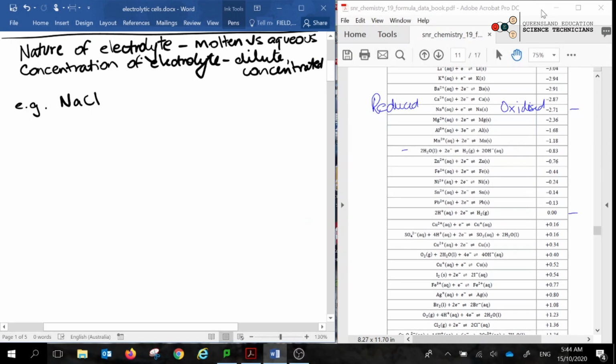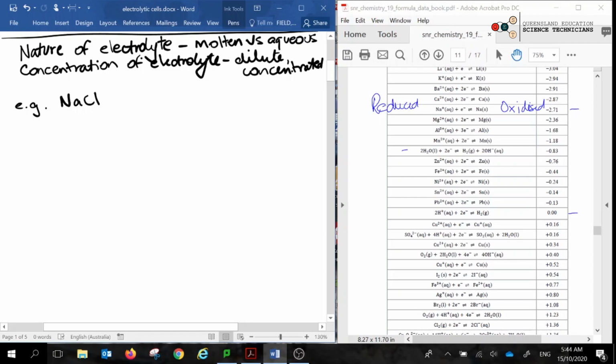The next thing we need to look at is the effect of the nature of the electrolyte and the concentration of the electrolyte, because we need to predict and explain the products of electrolysis based on the nature of the electrolyte and the concentration. So nature just means, is it molten or is it aqueous? Have we actually taken a solid, melted it to create a liquid, or have we dissolved an ionic compound in water? I can then look at the concentration, so is it dilute or concentrated?